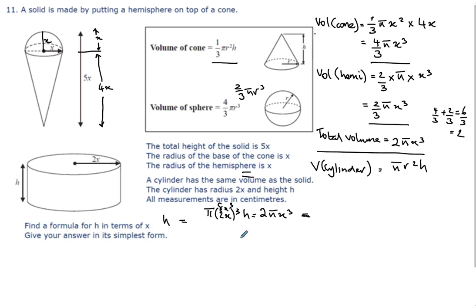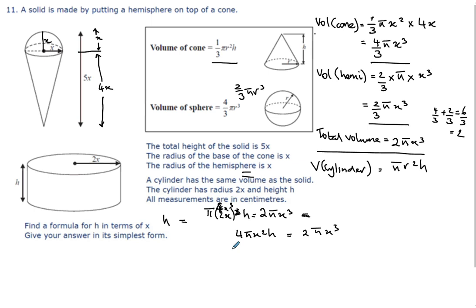Yeah, sorry, it's squared, isn't it? Yeah, okay, just by keep looking at that formula, if you're making a mistake, something's going to jump out at you. Yeah, okay, so we've got 4 pi x squared h equals 2 pi x cubed.